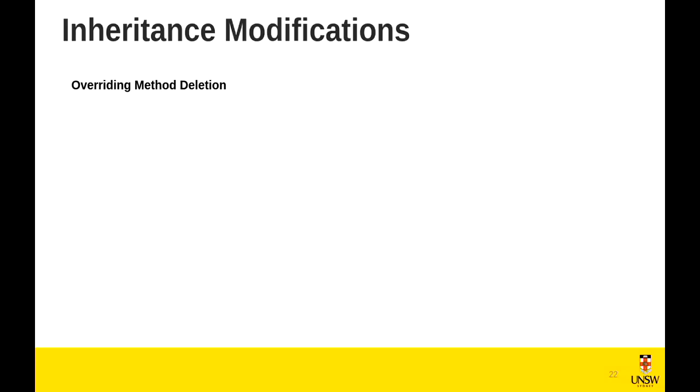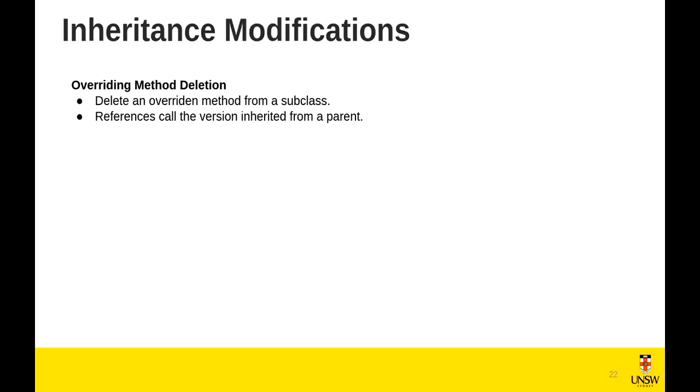So let's continue. So for overriding methods, can you still remember the concept of overriding methods? Okay, good. So what we can do is we can delete an overridden method from a subclass. So overriding methods means the method in the subclass has exactly the same signature as a method in the parent class. So we can delete. This is very similar to hiding variables. So we can delete it.